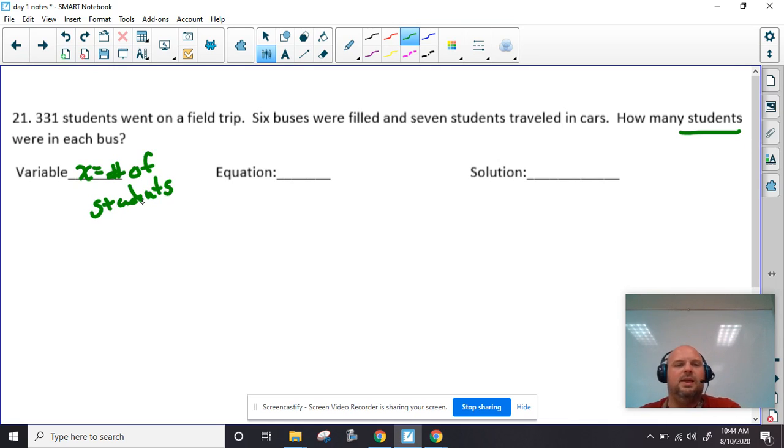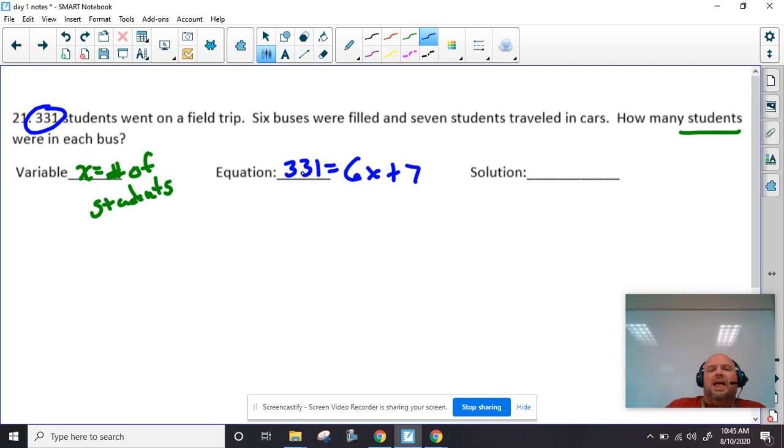Number of students. Well, let's set our equation up with what we know. Well, we know that there were this many students on the field trip. So that is what our total should be. We're asked for how many students were on each bus. Well, how many buses did we take? Well, 6. 6x. And then we had 7 students in cars. So this is actually how this equation is set up. Now, I have a feeling that if you were just given this, you could solve it all day long, no problem. But setting it up is the hardest thing.